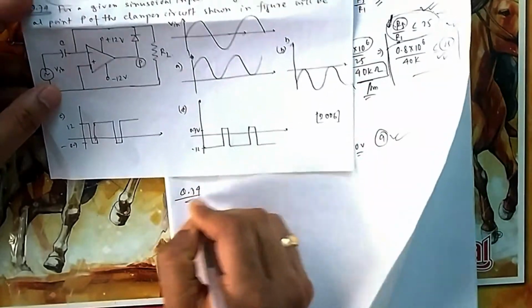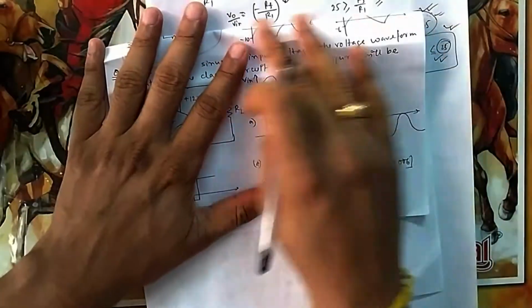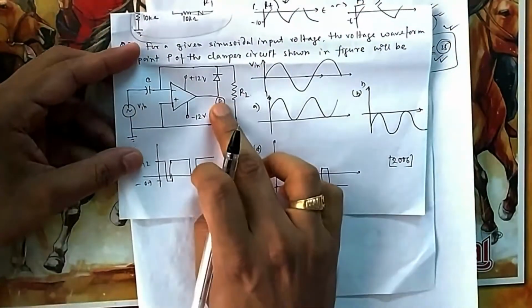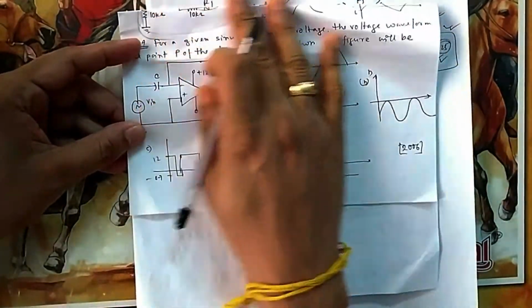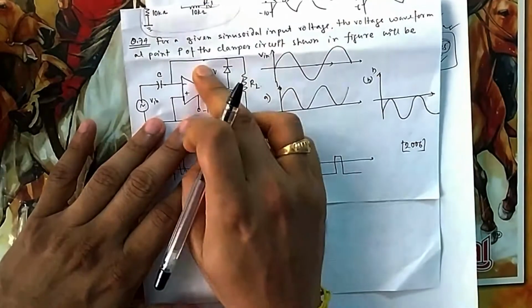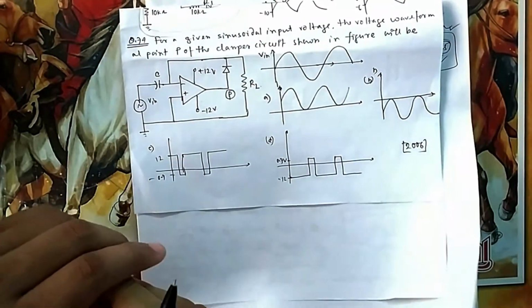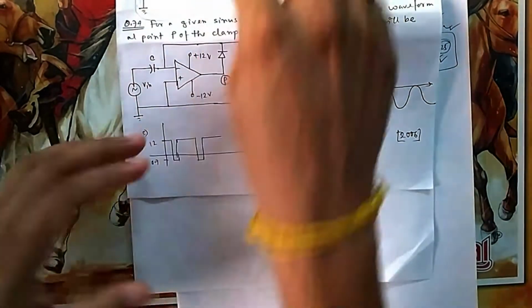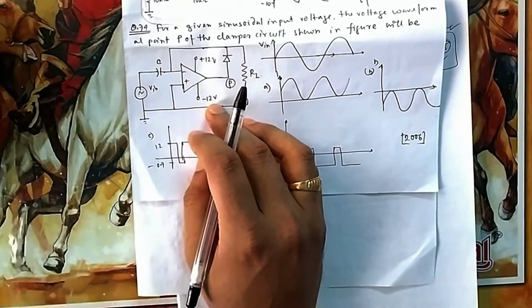So in 74, if you see, for the sinusoidal input voltage, the voltage output at the point P of the clamper circuit shown in the figure. Again you can see it is either going to be at plus 12 or minus 12. You can think of it that way.